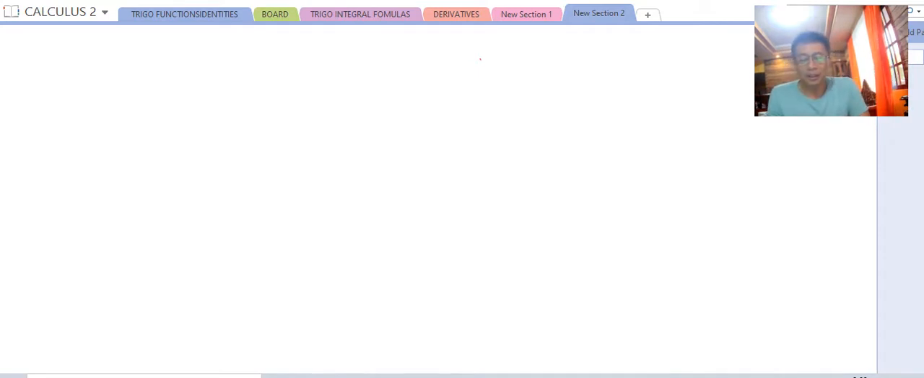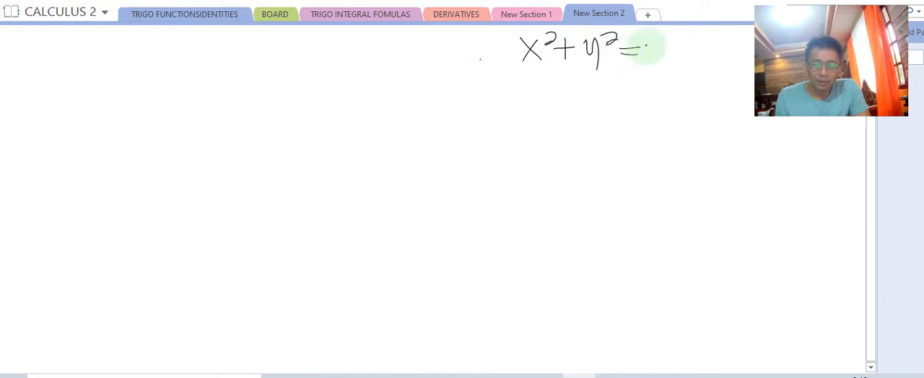Kasi nga, basic integration will not be able to solve the integrand derived from finding the area of a circle. So let us proceed. We know that the equation of a circle is x squared plus y squared equals the radius squared. Kung i-drawing natin ito, ang ganito siya.